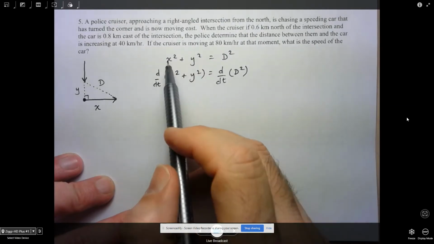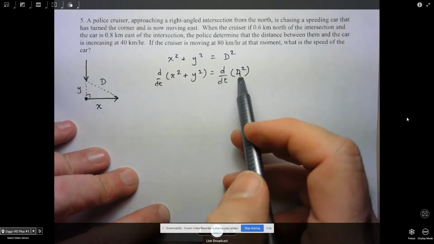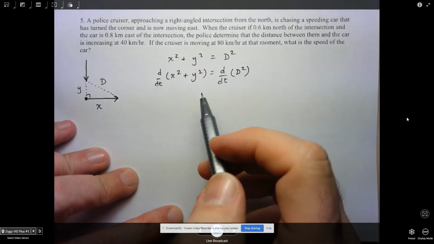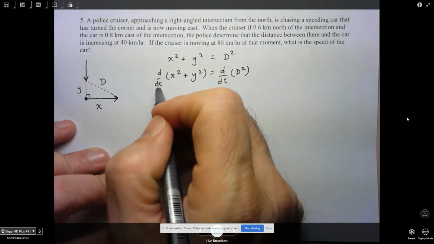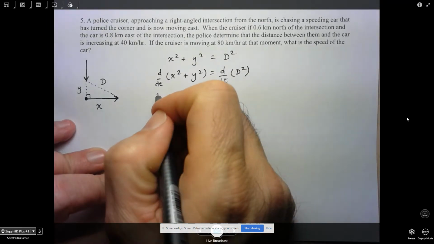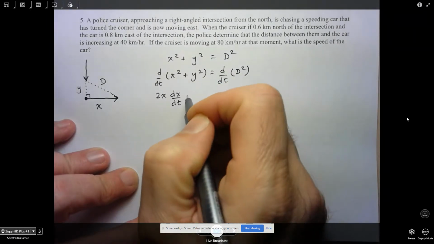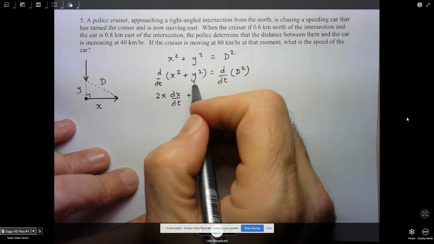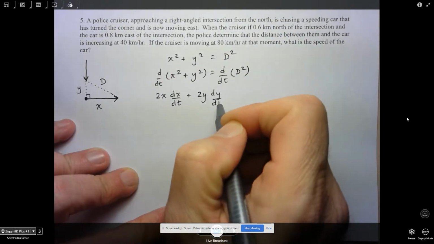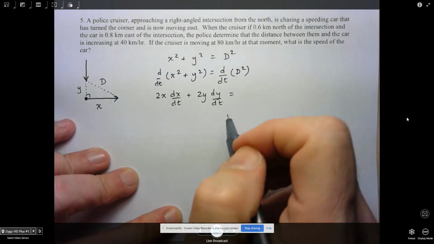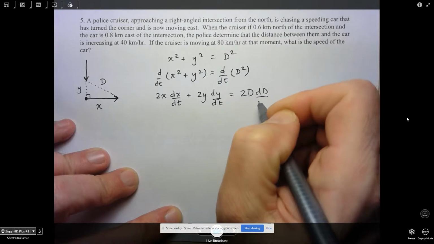Okay, so this is my related rates equation now, and let's go ahead and take the derivative. So what do we have? The derivative of x squared with respect to t, I have to apply the chain rule, so it's going to be 2x dx/dt, plus, again using the chain rule here, 2y dy/dt, and then here, a third time, I'm going to use the chain rule, 2d dd/dt.